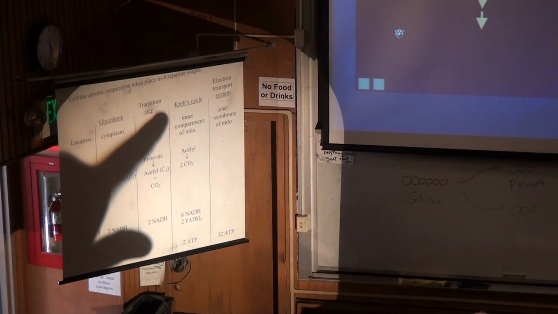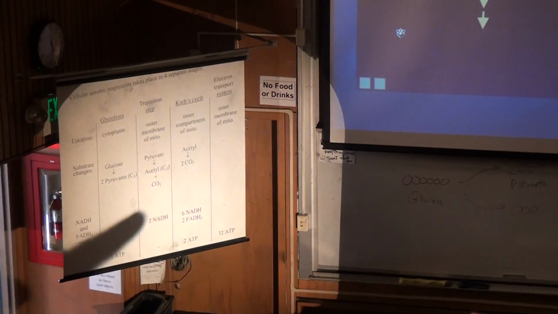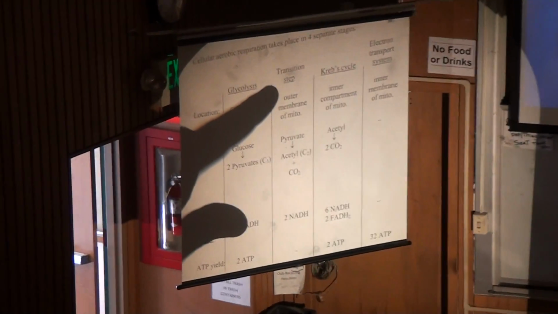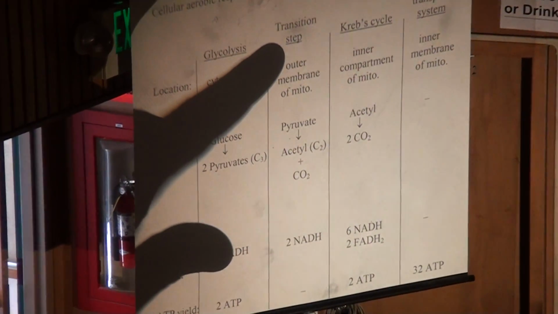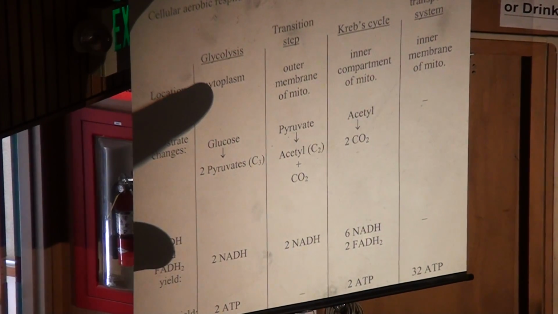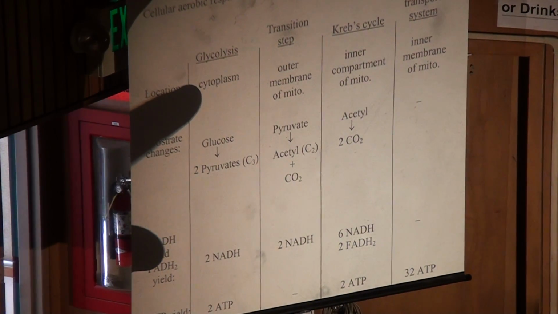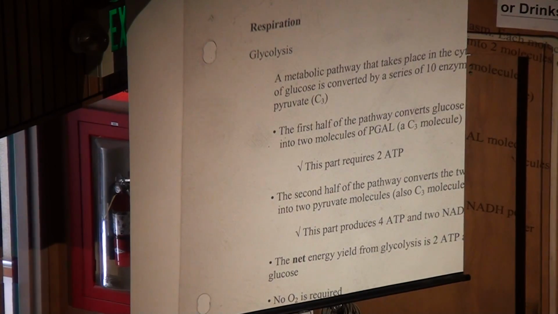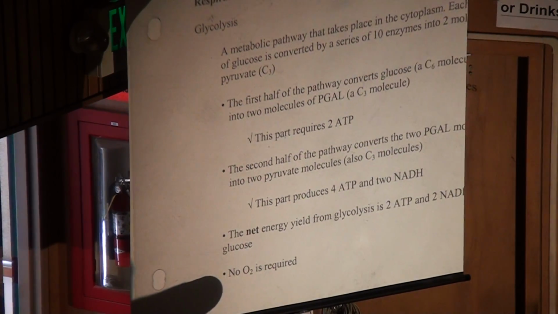The transition step, Krebs cycle, and electron transport system all require oxygen. Those 3 steps just will not operate if oxygen is not present. And so again, I really think of this as the oddball step. It's the only one that takes place in the cytoplasm, and it's the only one that does not require any oxygen to occur.